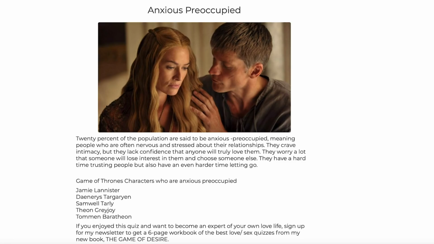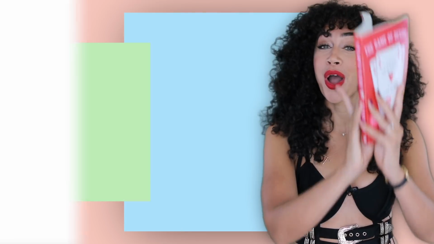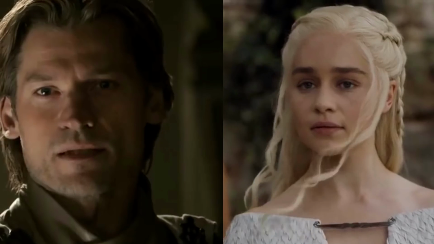They have a hard time trusting people, but also have an even harder time letting go. Do you know who I chose for these ones? Daenerys, the Queen of Dragons, and Jaime Lannister. Both of these characters were consistently choosing partners who were emotionally unavailable to them.